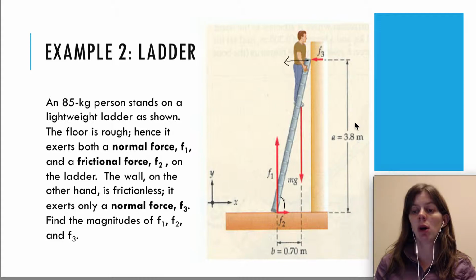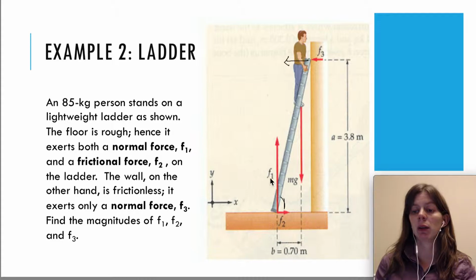And then the wall is frictionless. So it only exerts a normal force pointing away from the surface, and I would draw that normal force right here to the left instead of over here. Can you think of which way the friction force would be on the wall if there had been friction? Well, the ladder would have slipped downward, so the friction force would have been upward. But in this case, we don't have any friction force.